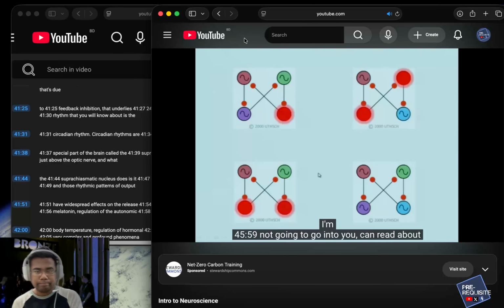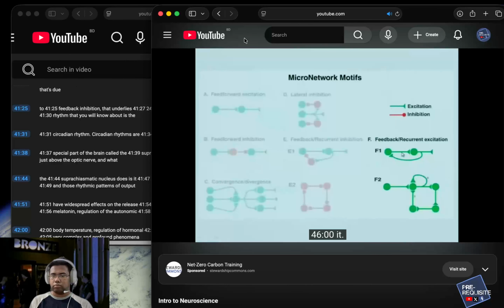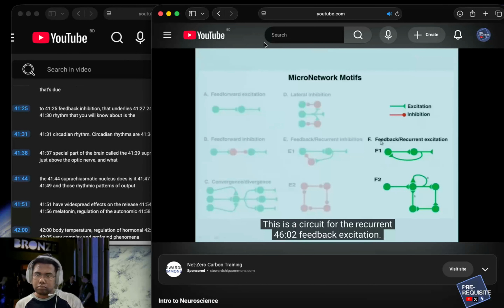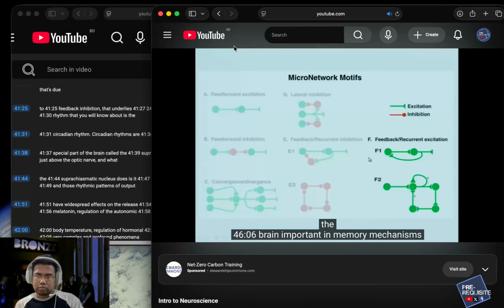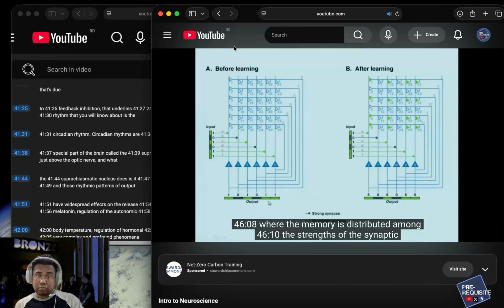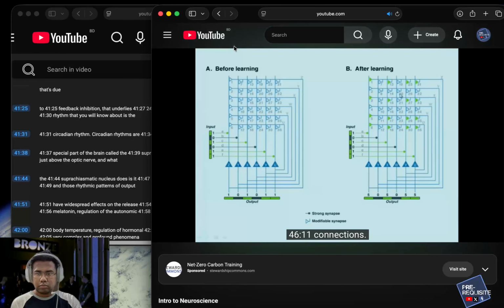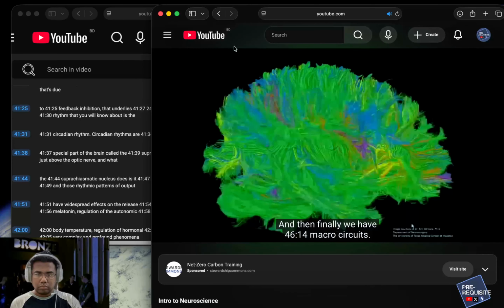Here's a circuit I'm not going to go into. You can read about it. This is a circuit for the recurrent feedback excitation. This is important in the hippocampus. That's a region of the brain important in memory mechanisms where the memory is distributed among the strength of the synaptic connections. And then finally, we have macro circuits.